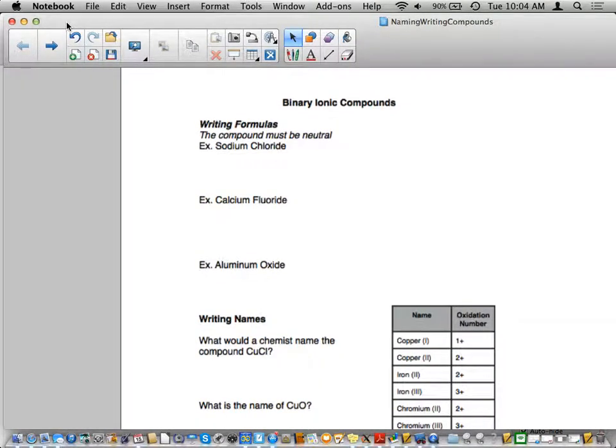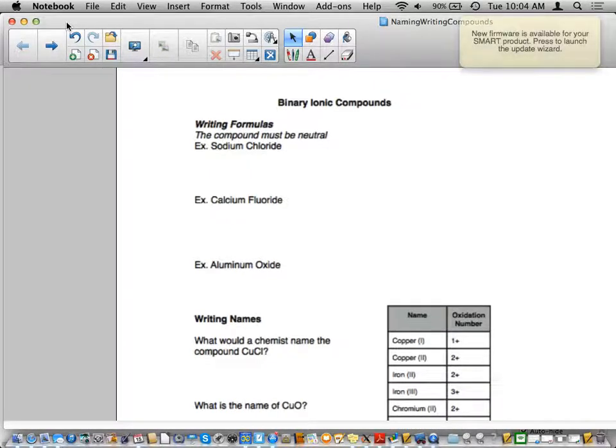So this lesson is on binary ionic compounds. Binary, what does the prefix bi stand for? Josh? Two. Two stands for two. So, two elements, and what does ionic stand for? Or what is an ionic bond?